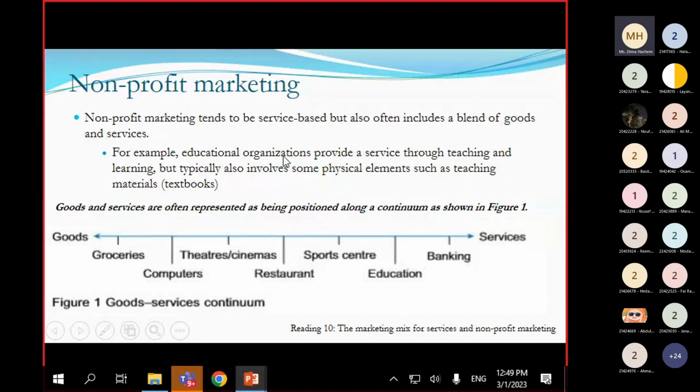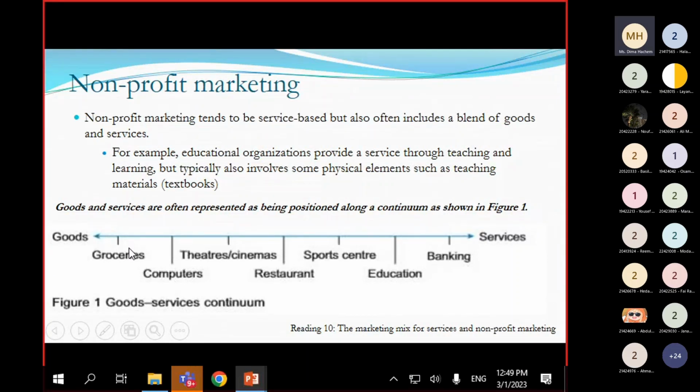a lot of educational organizations provide a service through teaching and learning, but typically also involves some physical elements such as teaching material. So you will always see a mix between a service and a product. Okay, so here, if you want a pure service, it's banking. Although with banking, you could also have the physical money that is involved in banking. Okay, so always with a service, we have some physical elements as well.